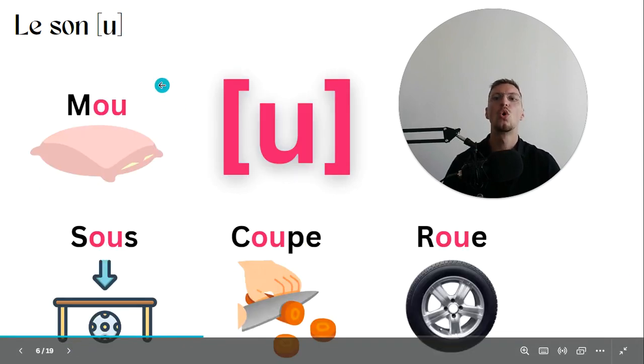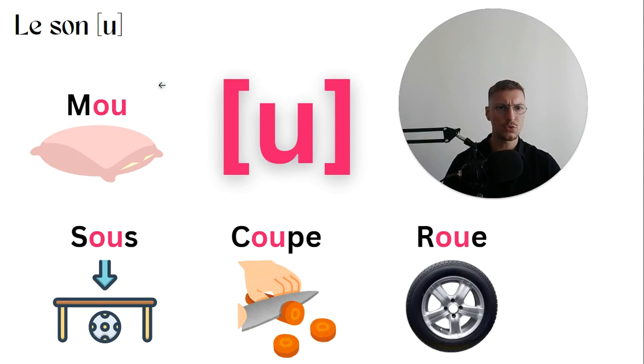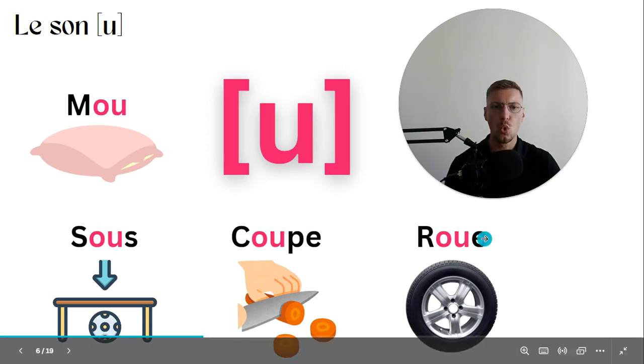Maintenant, le son OU, which I think is quite easy as well. Most languages either have this one or have something that is close to this one, but it's quite an easy vowel to make. OU, mou, sou, coupe, roux.